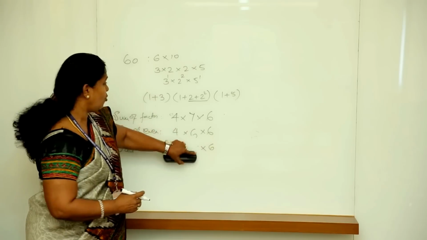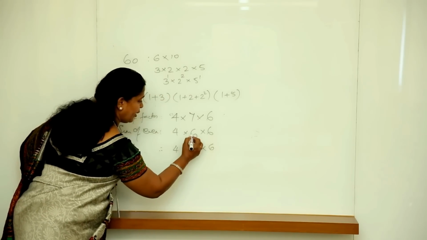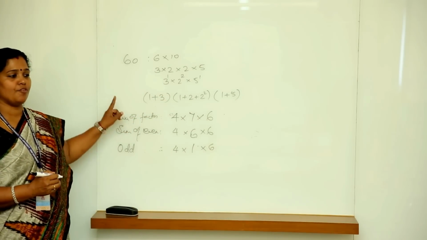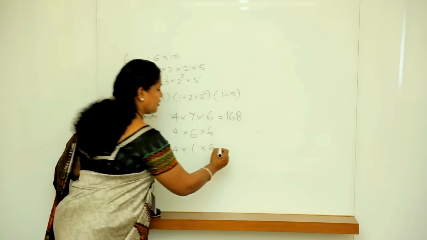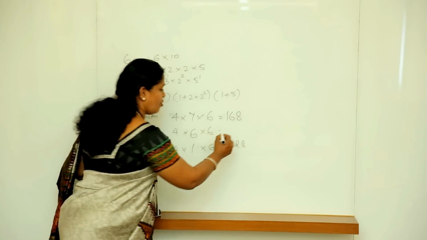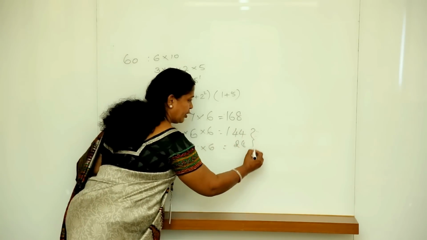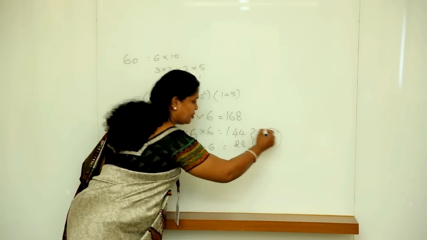factors. 4, only 1 here, these two becomes even. So, 4 into 1 into 6 gives you the sum of the odd factors, which is 24, and this is 6 into 6 into 4, which is 144. This gives you the total 168.